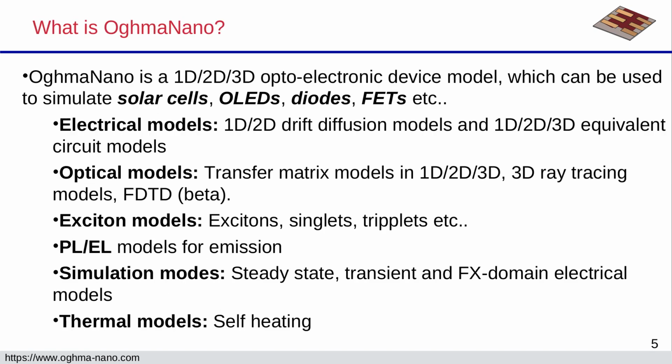So this is the overview. In the model in Ogma, it's got 1D, 2D, and 3D optoelectronic models. So it's got 1, 2, and 3D optical models, electrical models, and also thermal models. On the electrical side, it's got drift diffusion models, and it's also got equivalent circuit models. Drift diffusion only goes up to 2D, but the equivalent circuits go from 1 to 3D. It's got optical models, so it's got optical transfer matrix models that are good for simulating things like solar radiation coming onto a device, or a laser light hitting it.